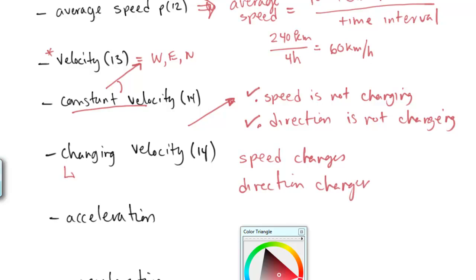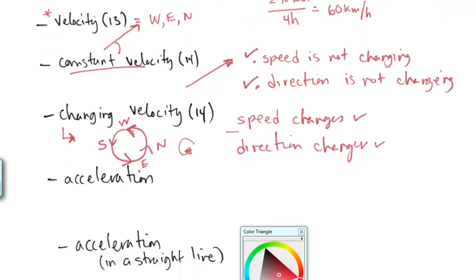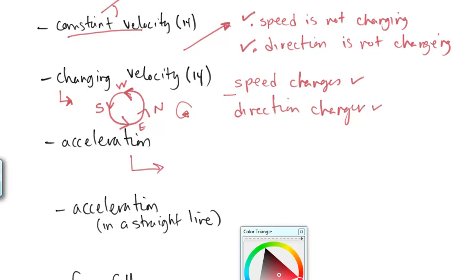And for the changing velocity, remember the circle. If you're traveling along a circle at a constant speed, you are still changing velocity, because at first, say we start here, we are going west, and then we're going south, and then we're going east, and then we're going north. So our direction is changing, but our speed is constant, and that is why the velocity is changing. Either one of these needs to be changing, or both, in order for you to have a changing velocity. And if you do have a changing velocity, that means that you have acceleration.